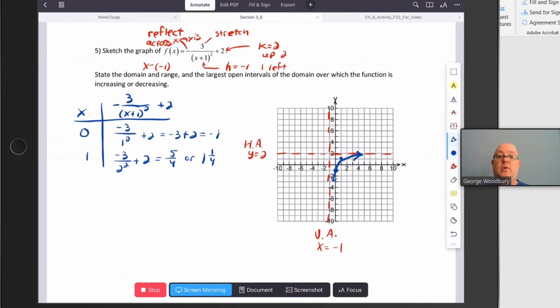The first point I graphed was 1 to the right of the asymptote, so I'm going to put another point 1 to the left of it. You can plug in negative 2, and you'll get the same thing. The second point I graphed was 2 to the right of the asymptote, so at the same height, I'm going to go 2 to the left. And there we go.